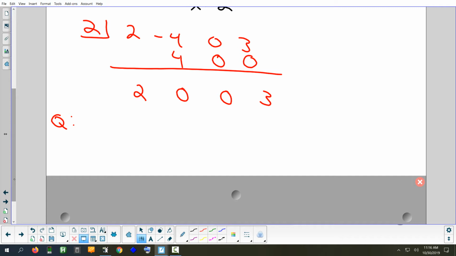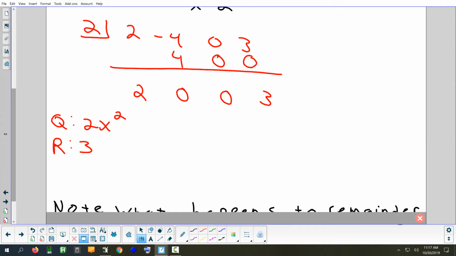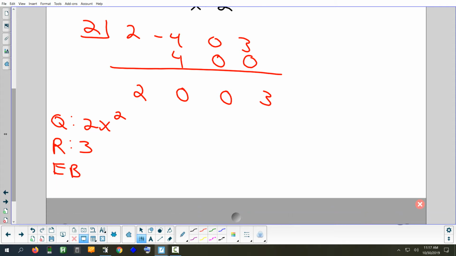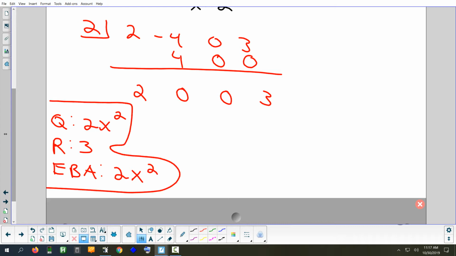What is my quotient? 2x squared. Yep. What's my remainder? 3. And what is my end behavior asymptote? 2x squared. It's the same as the quotient. The quotient is the EBA. And that's what they want.